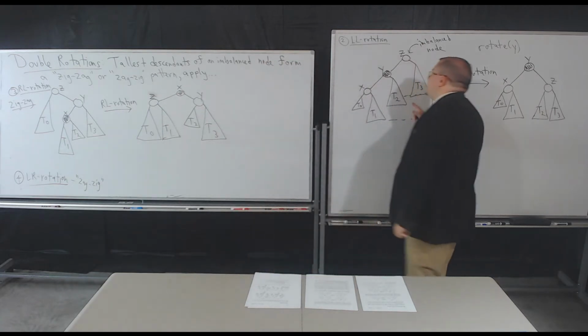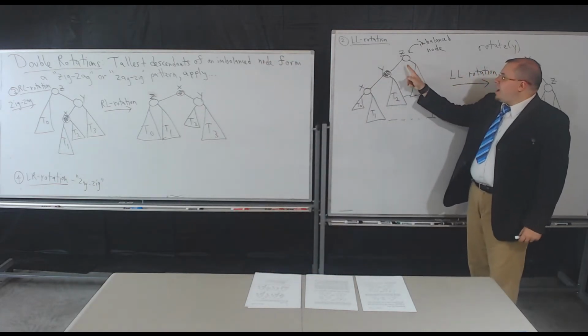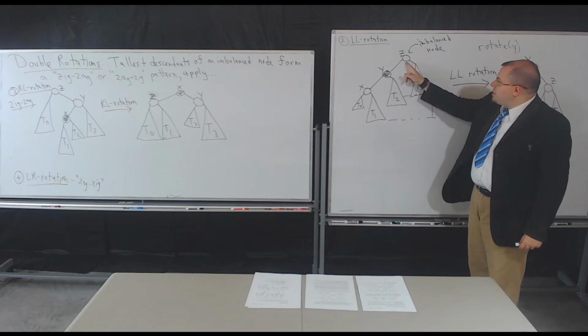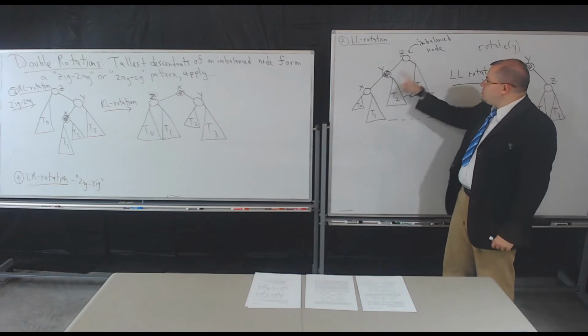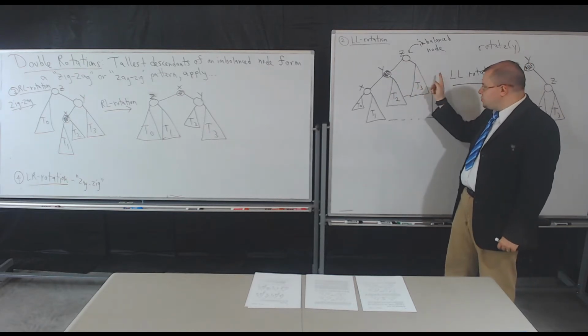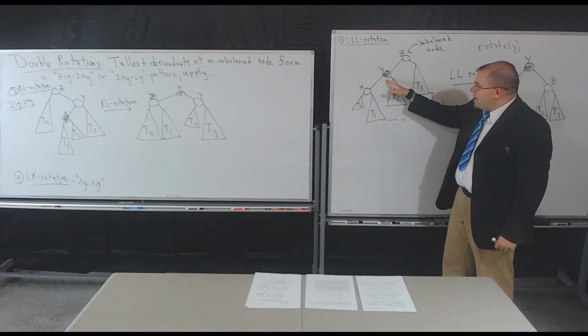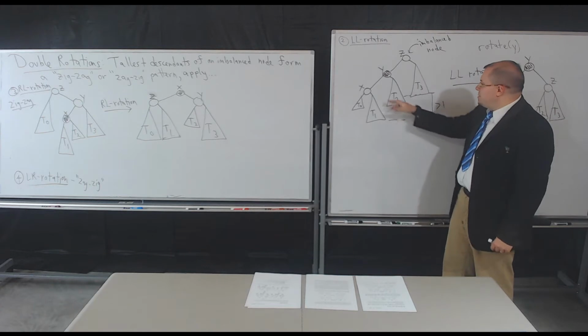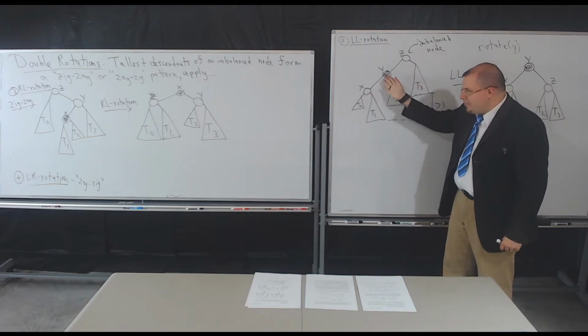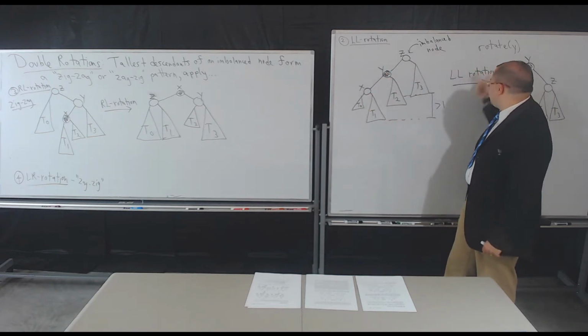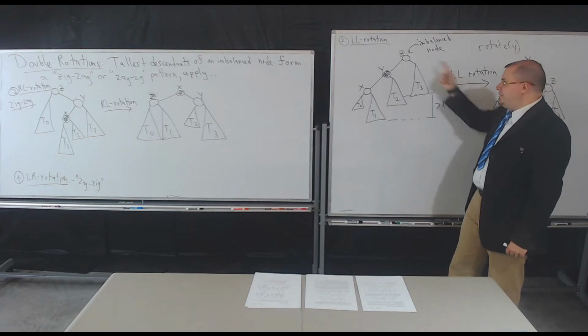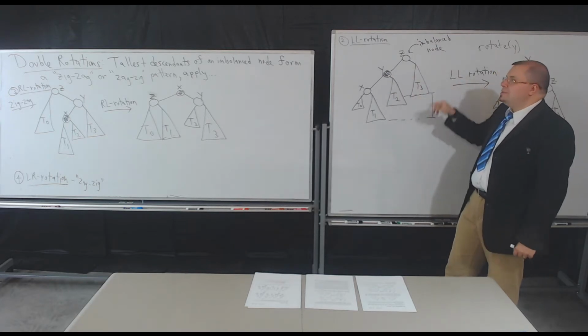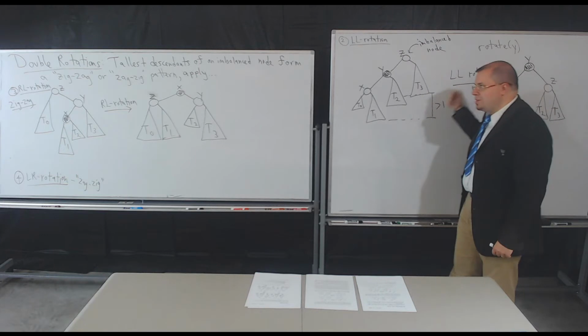Notice that I always identify it by checking the taller of my two children. I pick that one, and then I look at the taller of those two, and see where the tallest one is. If it's on my left and then on the left again, that's where the name comes from, right? Left, then left is LL. Right, then right is RR.